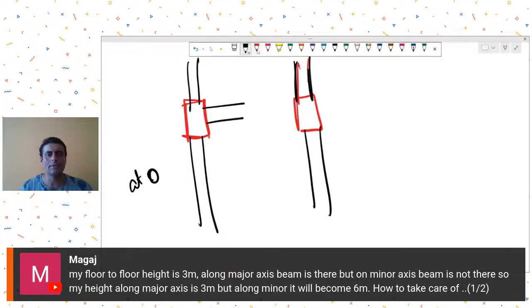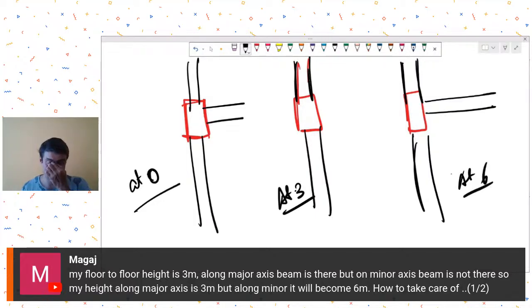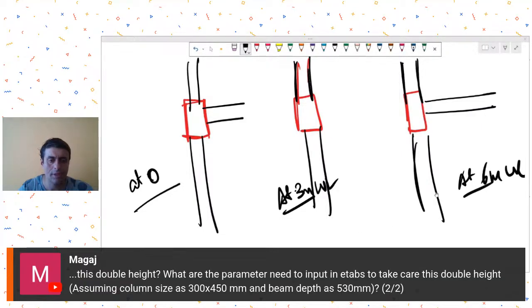At 3 meters this is the situation, and at 6 meters again he has a beam about the minor axis. So this is at 0, this is at 3, this is at 6 meter level. So now what is this query? My floor to floor height is 3 meters. How to take care of this double height? What are the parameters we need to input in the software?